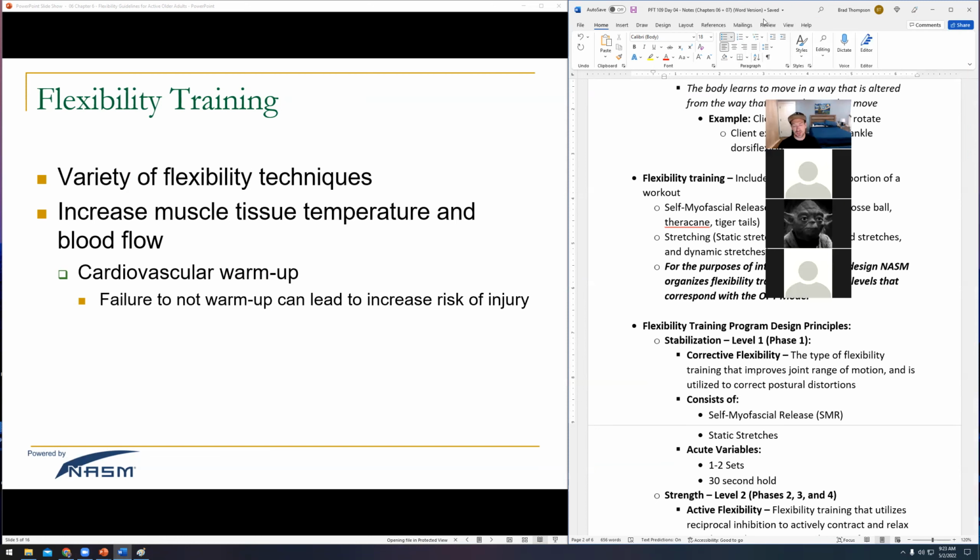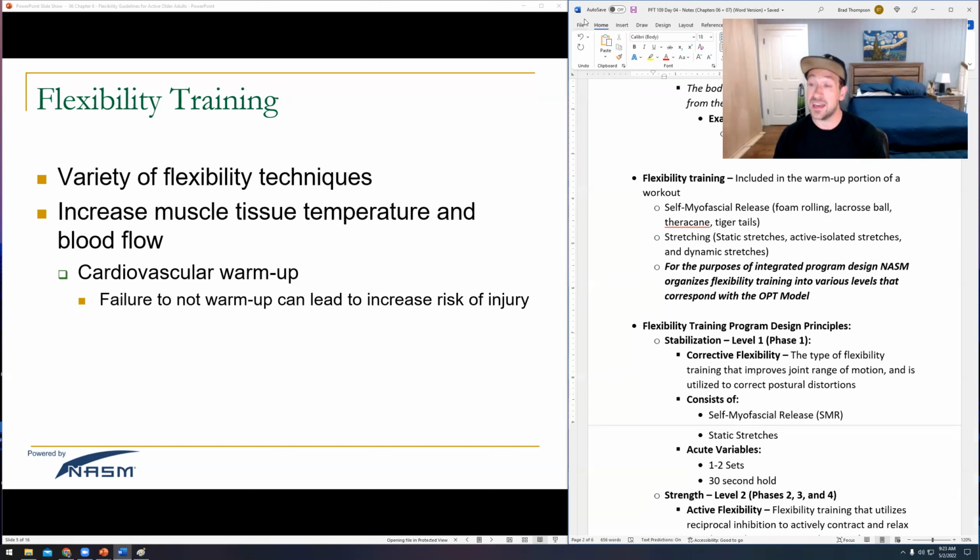Now, there are obviously more stretching techniques than what we generally tend to think of. We think of stretching, we think of this big, long 30-second hold. Yeah, that is a type of stretch, but there are other techniques out there. There's active isolated stretching, where we'll stretch for maybe 1 to 2 seconds and then relax, and then another 1 to 2 seconds and then relax.